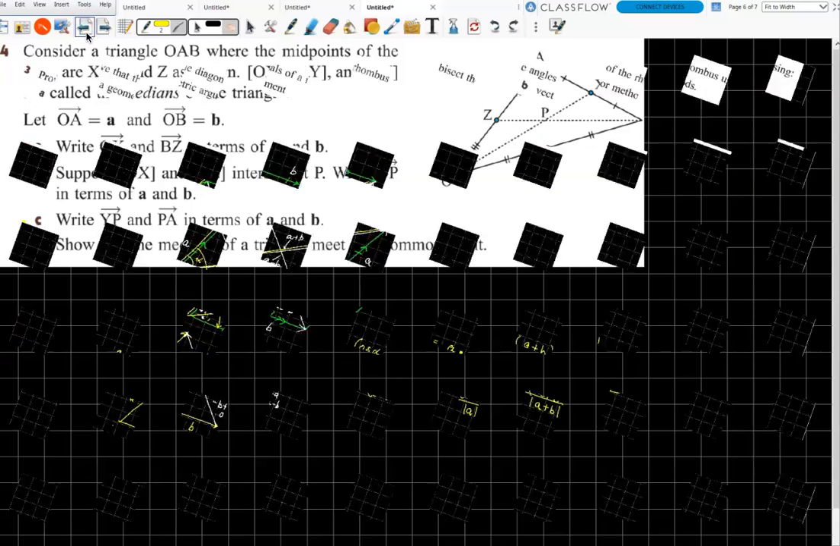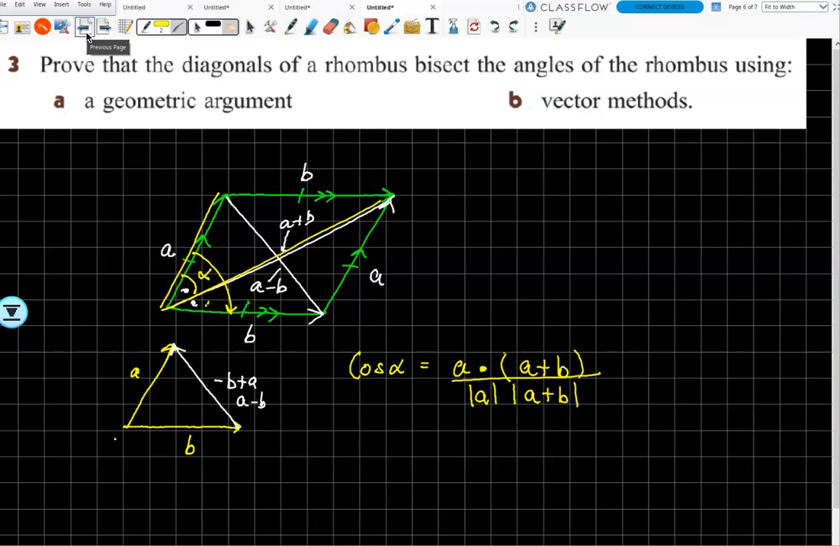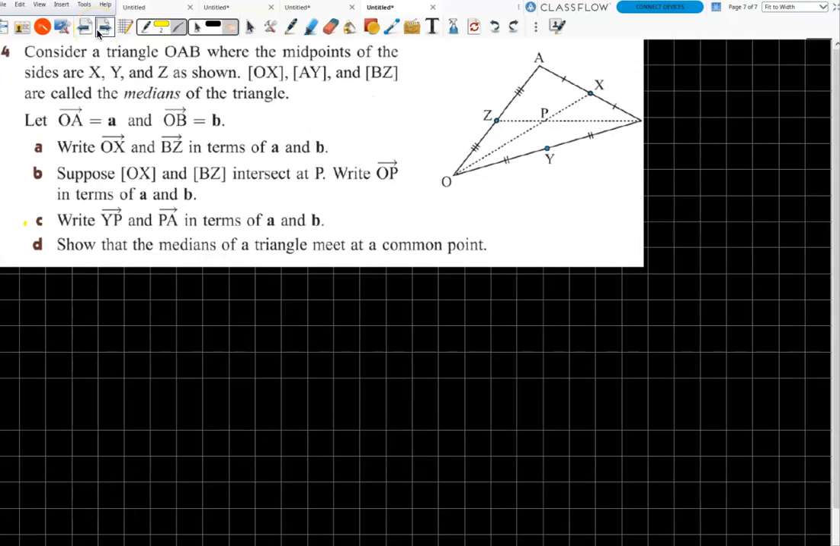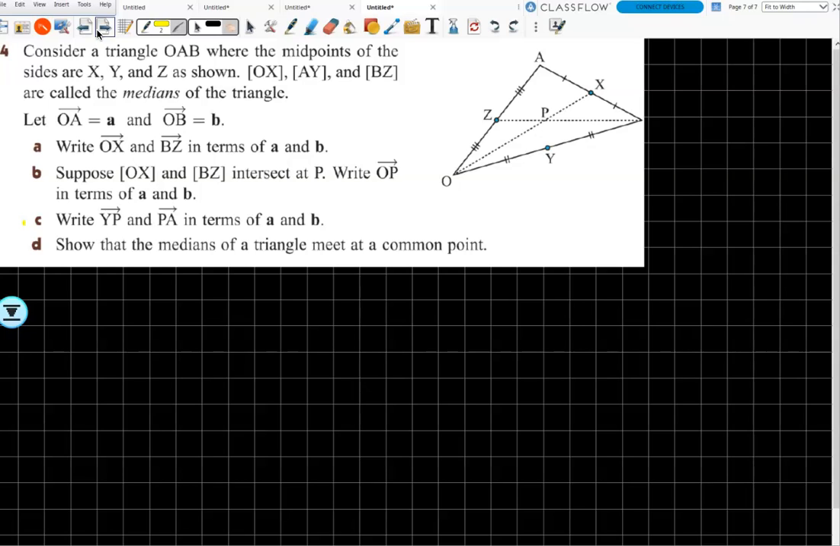Feel free to start any other revision, and if you want to have a think and play with that, you can. And you need to do A and B of question 4.